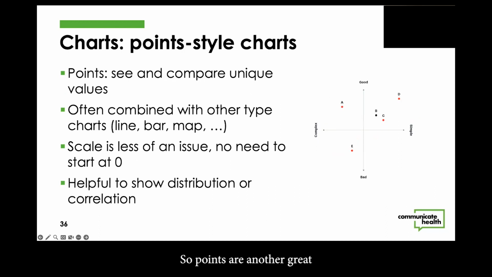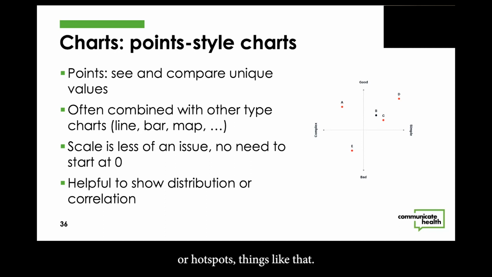So points are another great way to communicate data, especially for certain types of data. They're really good when you need to compare unique values, or when you need to layer types of information on top of another type of chart. So for example, you might have a regular bar chart, and inside each of the bars, you might indicate the median value for that data point with a point inside the bar. Or you might have a color coordinated map that includes points on the map to show specific locations or hotspots, things like that.